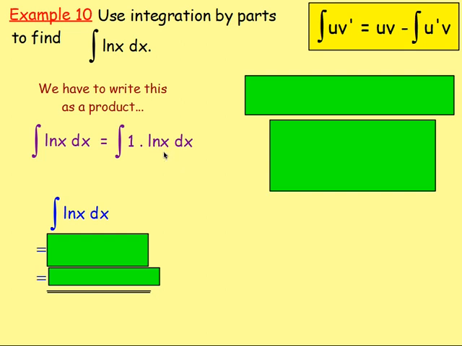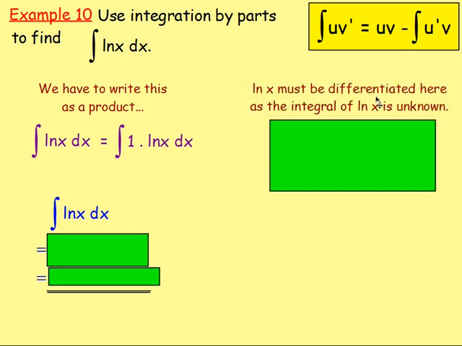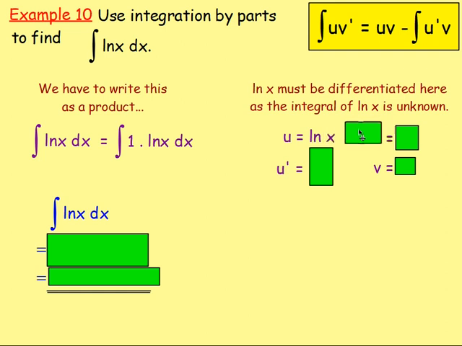After that, you need to decide which one you are differentiating and which one you are integrating. Well, if we knew what the integral of ln x is, we wouldn't be doing this question. So ln x really is the one that has to be differentiated because the integral of ln x is unknown. If you differentiate ln x, you get 1 over x, which means then you would integrate 1. And if you integrate 1 with respect to x, it's just x.